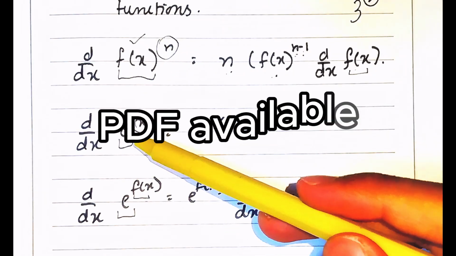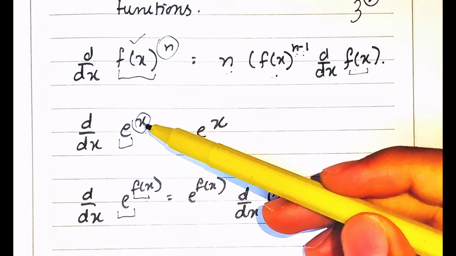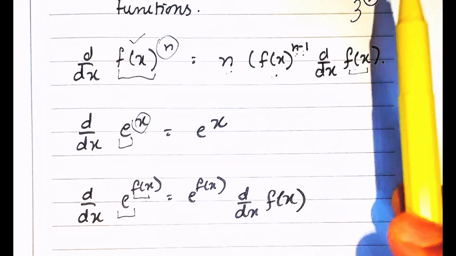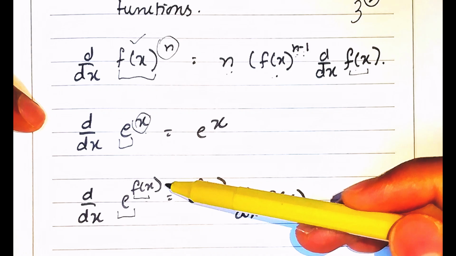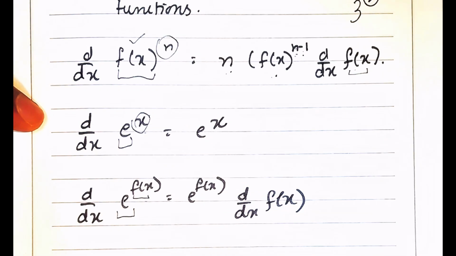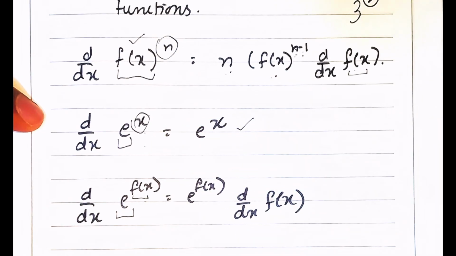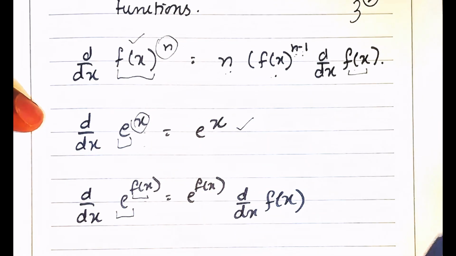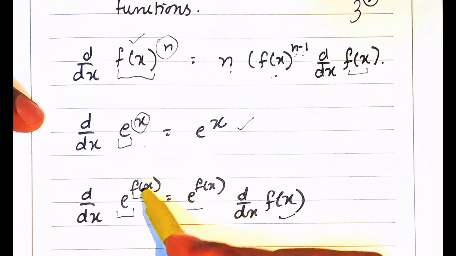After that, the derivative of e^x, where the basic value of e is approximately 2.71. Now there is a difference between e^x and e^f(x). If you have only e^x, then its derivative is e^x, as it is. But if you have e^f(x), i.e. a function as the exponent, then you write e^f(x) as it is, and then you have to take the derivative of that function.